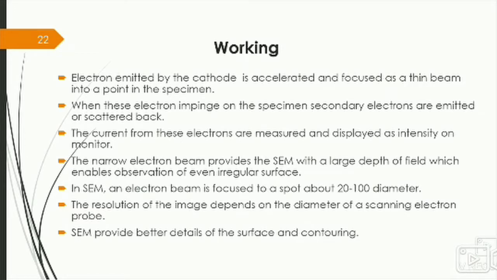The scanning electron microscope provides a narrow electron beam which is useful for the observation of irregular surfaces or irregular shapes. In the scanning electron microscope, electron beams are focused to a spot of diameter range 20 to 100. The diameter of a scanning electron probe determines the resolution of the image, and SEM provides better details of the surface and contouring.